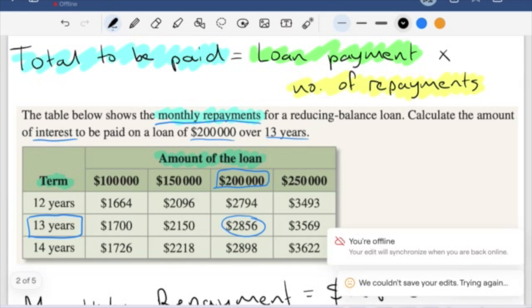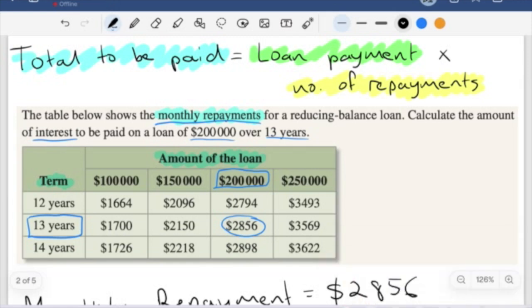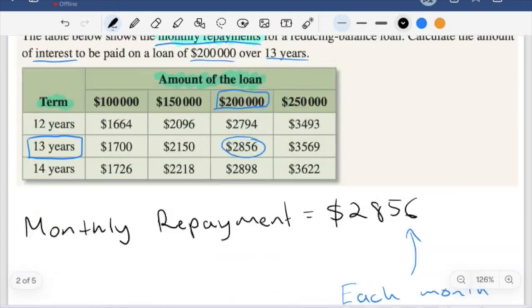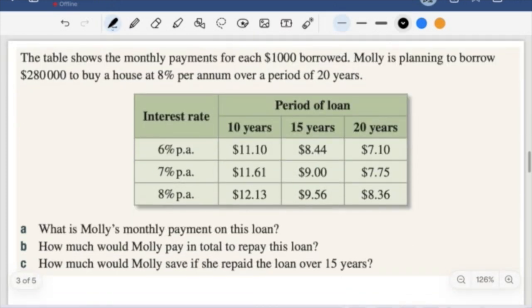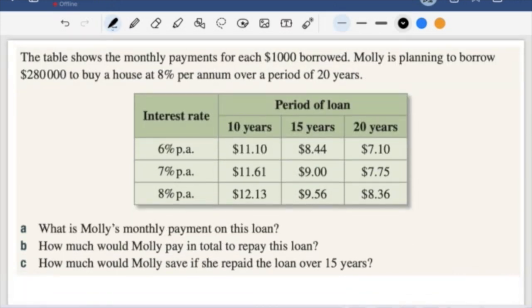Now it's up to us to recall that the interest gets added to the principal to get to our total amount to be paid. This is where the previous things we learned are sort of carrying over. Okay, let's do one more question here. This table shows the monthly repayments for each $1,000 borrowed. Molly is planning to borrow $280,000 to buy a house at 8% per annum over a period of 20 years. So, once again, in part A, this is asking what is Molly's monthly payment on this loan.